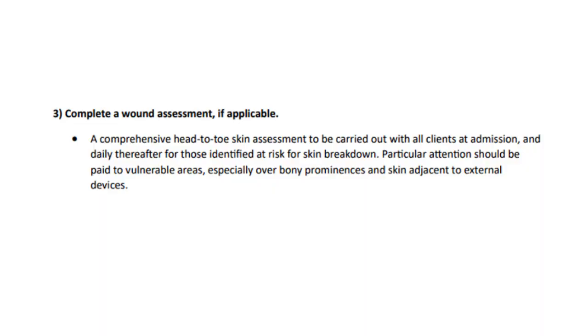We are then going to complete a wound assessment. A comprehensive head-to-toe skin assessment is to be carried out on all admissions and daily for those identified as a risk for skin breakdown. Particular attention should be paid to vulnerable areas, especially over bony prominence. So we've had our whole assessment, and now we need to set our goals.